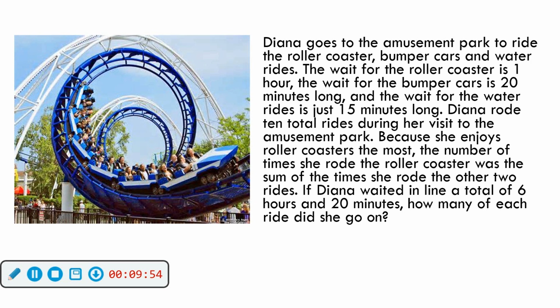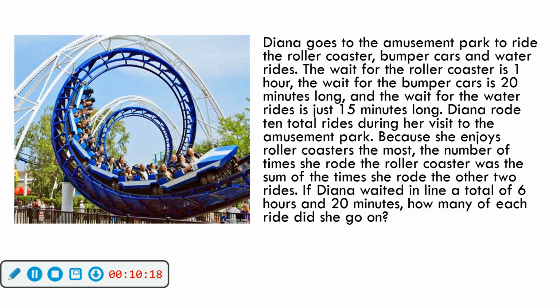The second example for the thrill secrets of the world. I love roller coasters. So this one says that Diana goes to the amusement park to ride the roller coaster, bumper cars, and water rides. The wait for the roller coaster is 1 hour. The wait for the bumper cars is 20 minutes. And the wait for the water rides is 15 minutes long. Diana rode 10 total rides during her visit to the amusement park.